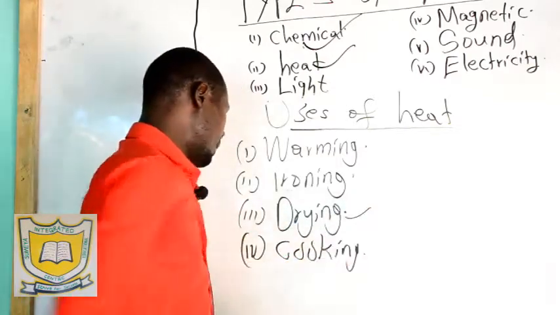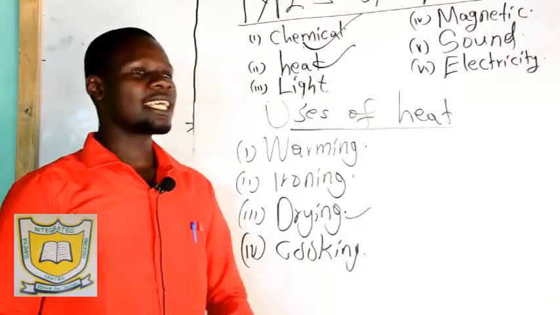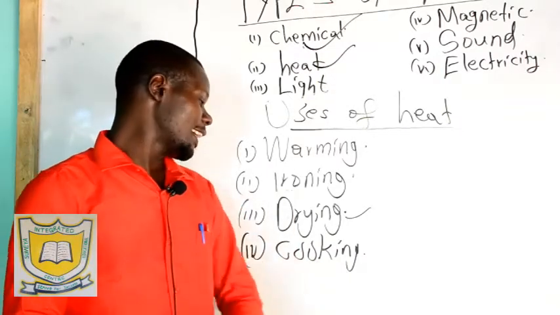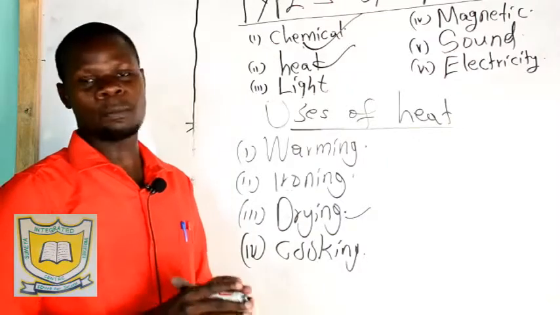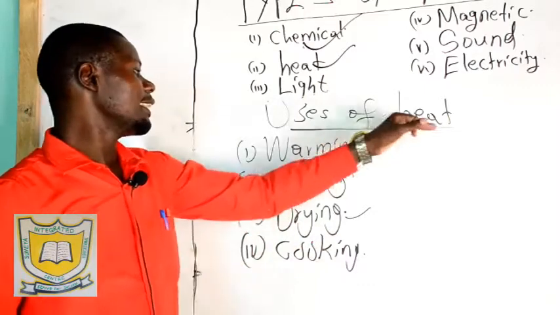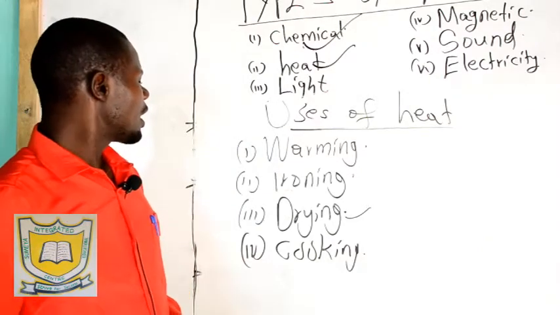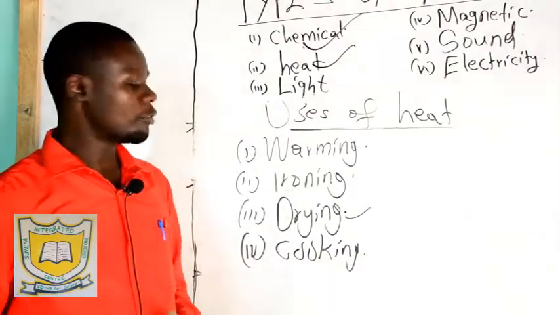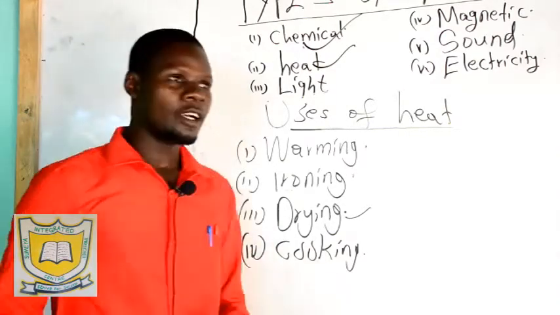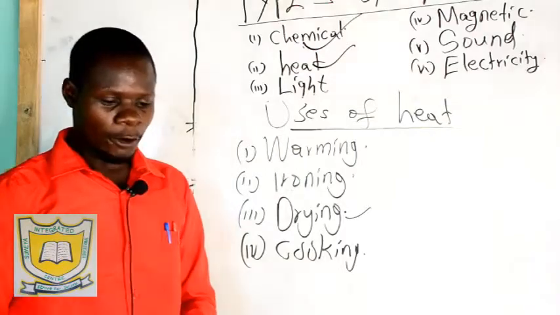Now we have number three, drying of cereals. All the grains before they are stored, maize, beans, green grams, all the grains before they are stored. We were talking about food and nutrition last week. So we said they are supposed to be dried properly before they are stored. So drying is applied by heat. Now lastly, we also have cooking. Almost 99% of food are cooked before they are consumed. So for you to cook the food, you must have heat. You cannot cook food without heat. So these are some of the functions of heat.